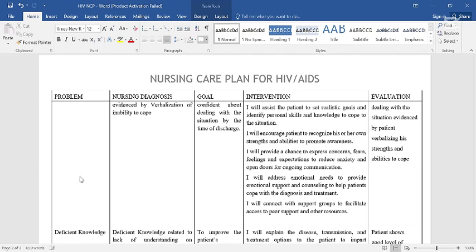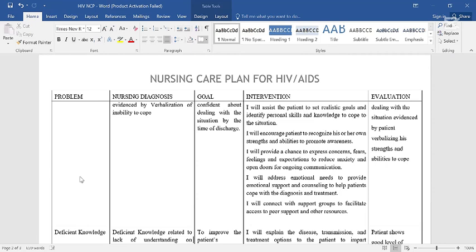The second one is I will assist the patient to set realistic goals and identify personal skills and knowledge to cope with the situation. So we want the patient to set realistic goals and identify those personal skills and knowledge that will help them to cope with the situation.